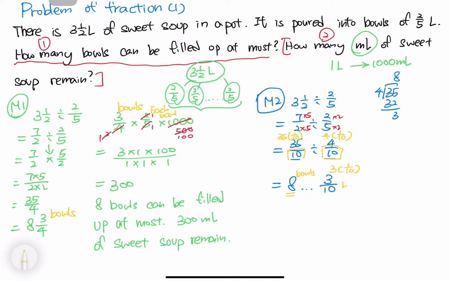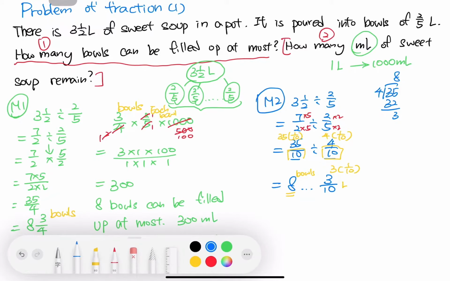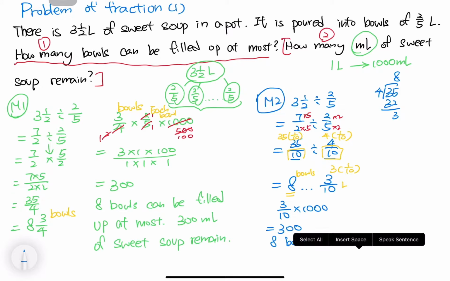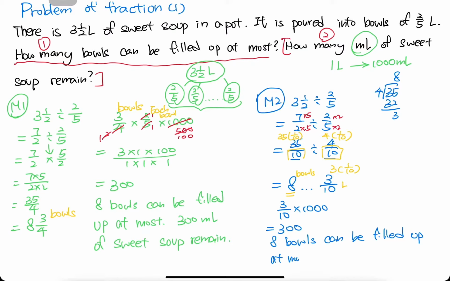So you have to change the liter to ml. You use 3/10 times 1000, and you get 300. So you can find out the answer: 8 bowls can be filled up at most, and 300 ml of sweet soup remained.